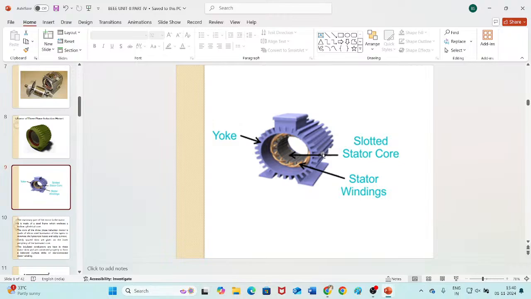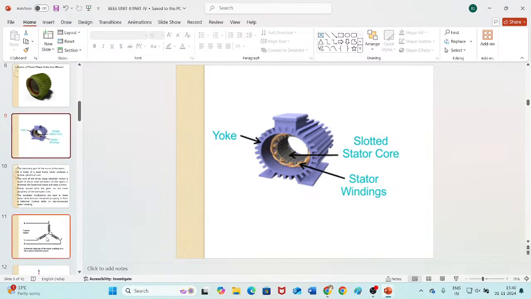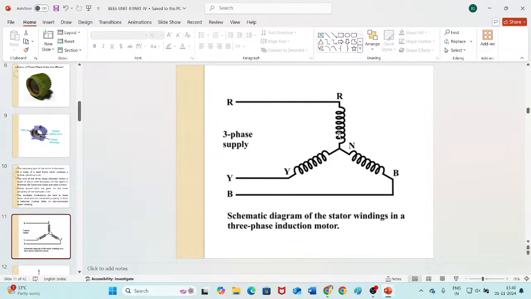Okay, so these windings, which are provided in the slots, are properly insulated and connected in such a way that they form either a star connection or a delta connection. Star connection means, as you can see, this is a three-phase induction motor.